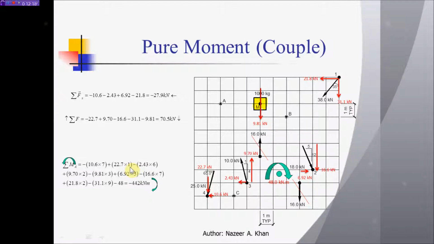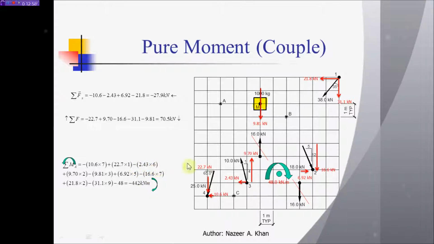Let's move on to the next force, which is 2.43 times a distance of 6. This one was 7, this one will be 6. When you look at the distance to the line of action, the line of action is across here, so that distance there will be 6 in this case. So we have 2.43 times 6. And what is our rotation? It'll be a negative rotation. It'll turn that point in that direction. So we have minus 2.43 times 6.